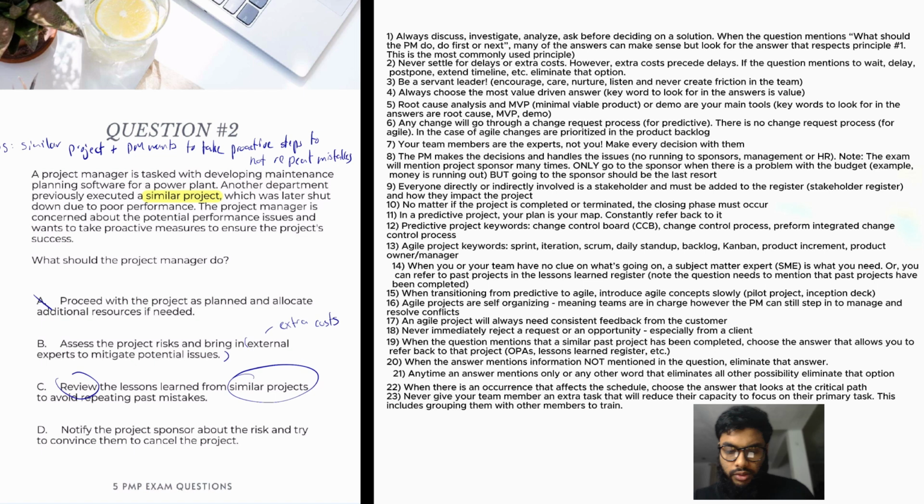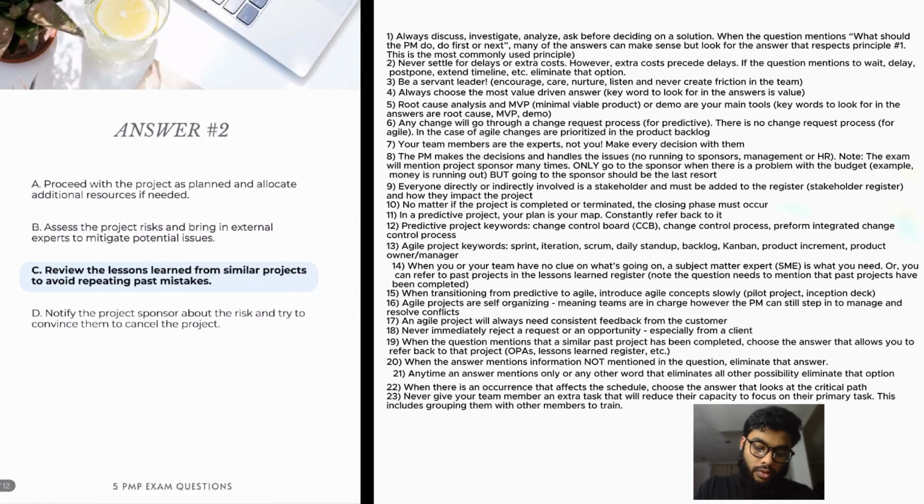Notify the project sponsor. So we do not want to do this. We do not want to go to the project sponsor. This is principle number 8. We're contradicting principle number 8. So I am going to eliminate that. And we are left with B or C. C is going to be the better answer, in my opinion. We are going to choose C. Let's see what the answer is. C is the answer. We got it.